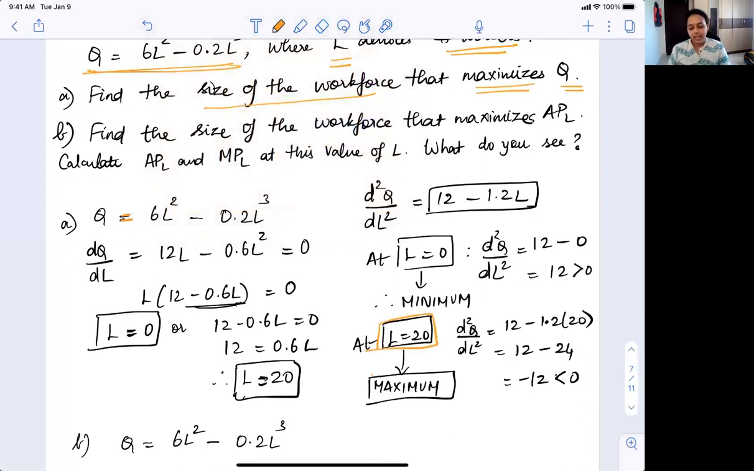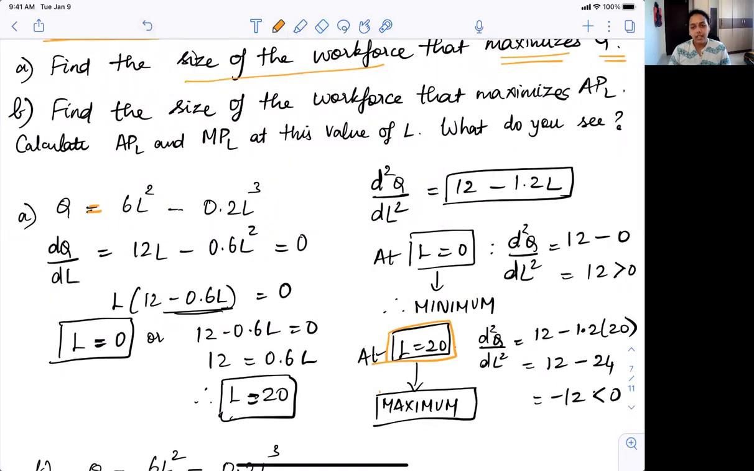And now you can actually think about it from an economic standpoint. If your workforce is 0, you're not producing any output at all, so you can guess that that's going to be a minimum. It's good to check that using calculus. And L equals 20 is telling you that your output is going to be positive when you have some labor coming in. So that's another way to intuitively check if you're heading in the right direction. So that's how you solve the first part of this problem.